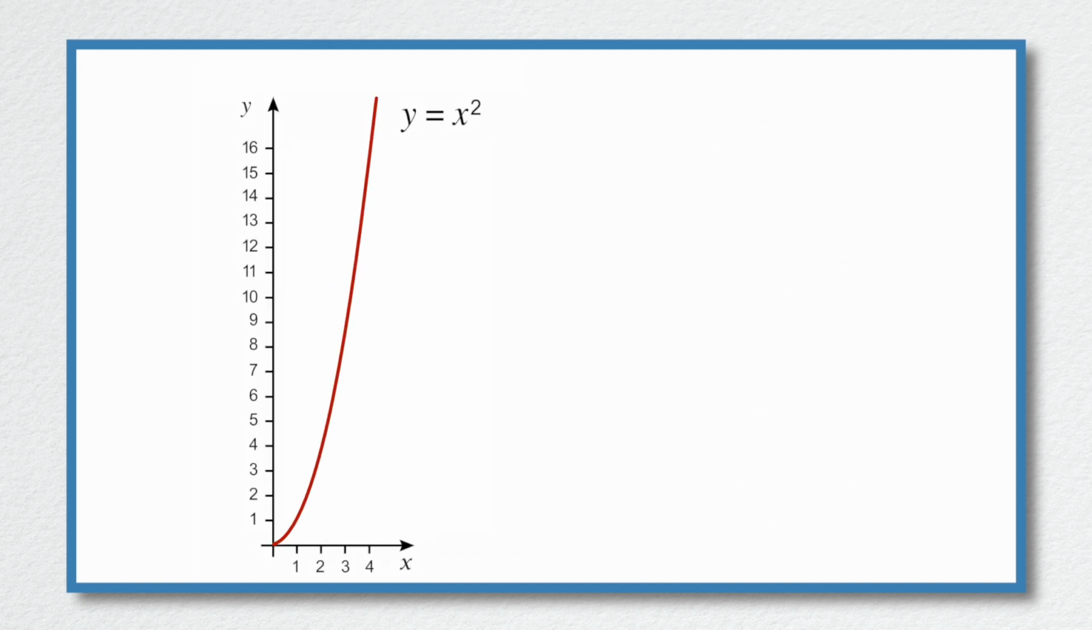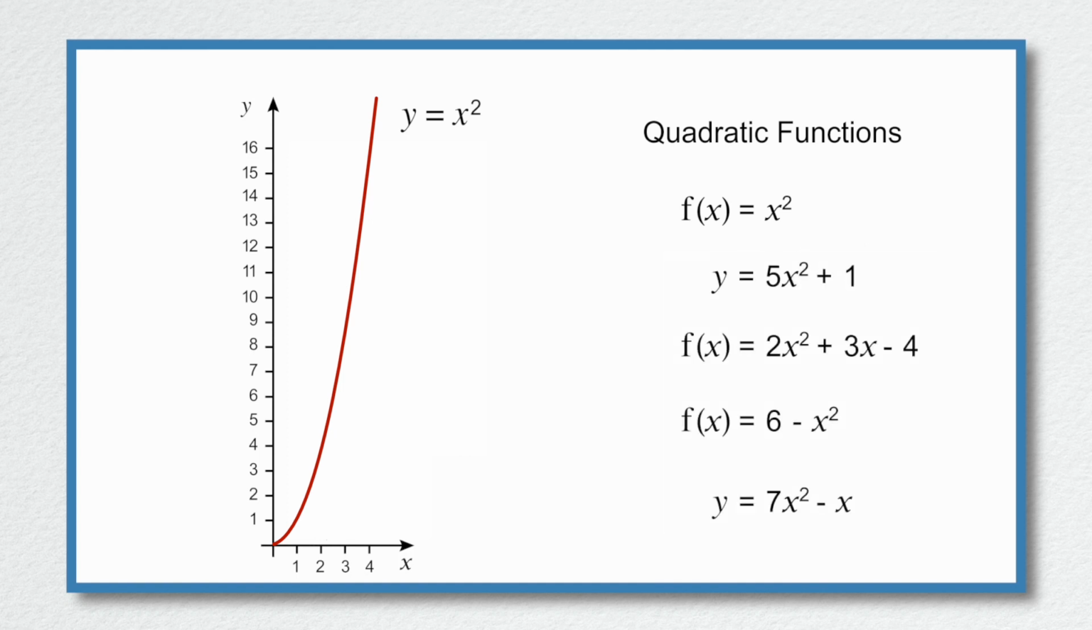The function in the second example is called a quadratic function. This is where the variable x is to the power of 2, that is x squared. Here are some other quadratic functions. Notice that a quadratic function can also include x to the power of 1.